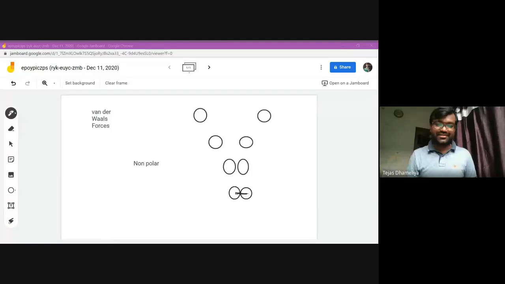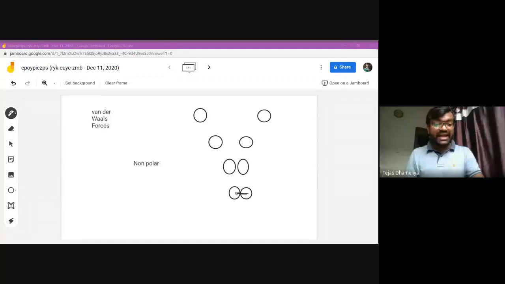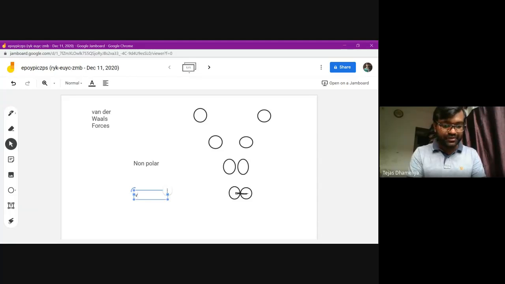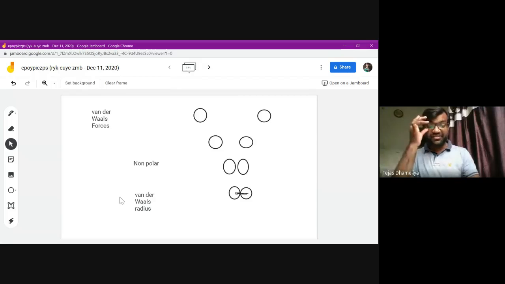Van der Waals was the first person to say that if the molecules are closer with each other and the distance between these two molecules is equal to the summation of the radii of these two molecules, then this radius is termed the van der Waals radius. This terminology was given by van der Waals. It is also sometimes called van der Waals radii.